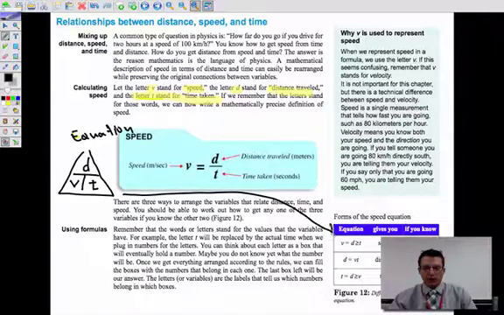But I also see the different forms of speed are down here. This gives me the equation if you're looking for something else. If you know distance and time, you take V equals D over T. Remember, the words or letters stand for values that variables have. For example, the letter T will be replaced by the actual time when you plug in the numbers for the letters. You can think of each letter as a box that will eventually hold a number.